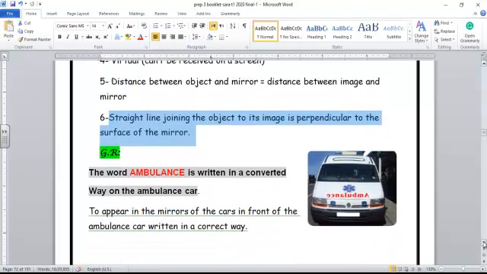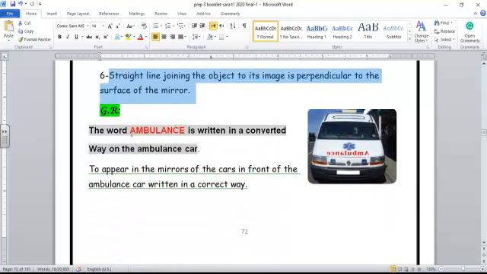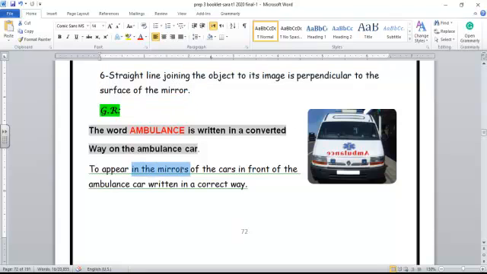Here is a very important give reason also: the word ambulance is written in an inverted way on the car. Why? So that it appears correctly in the plane mirror of the car in front, and the driver can read it in a correct way.